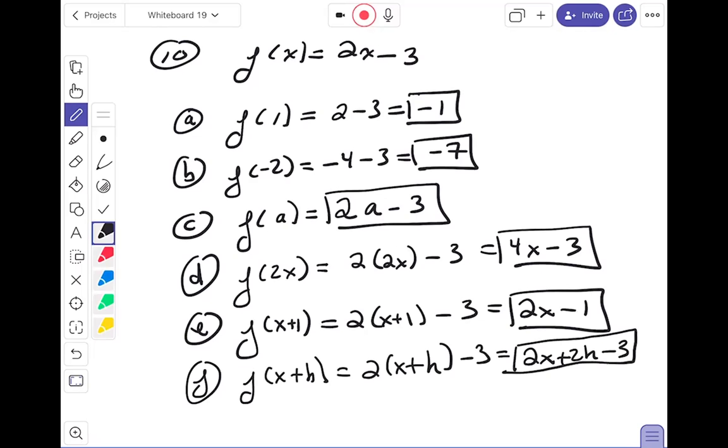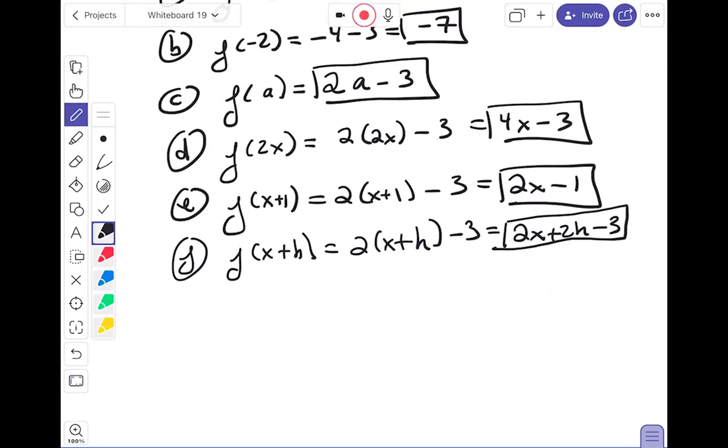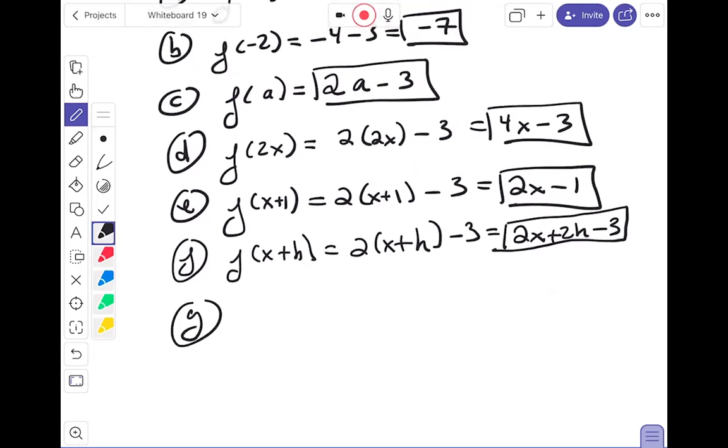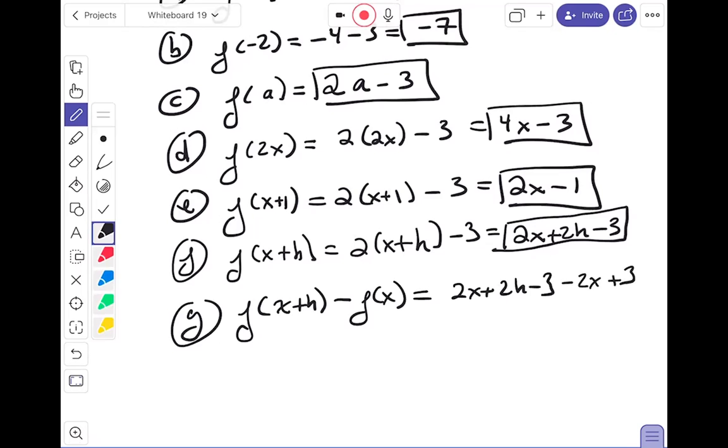Let's go to G. It's getting more complicated. F of x plus h minus f of x. Well, I've done f of x plus h. That's 2x plus 2h minus 3. Now, what do they want to do? Subtract away f of x. Well, it's going to be minus 2x, minus a minus 3 is plus 3. What does this give me? Well, a lot of things disappear. The 2x disappears and the 3 disappears. You're left with 2h.